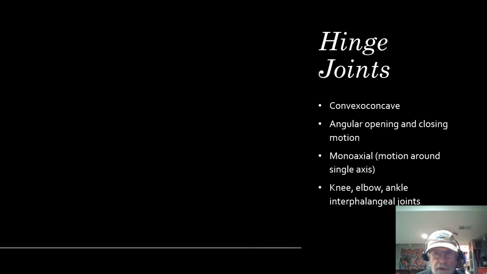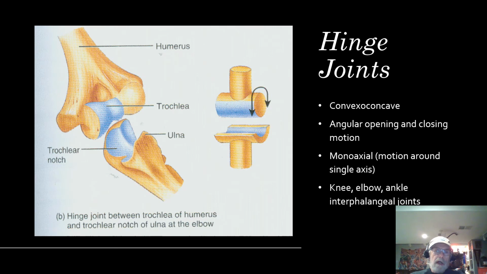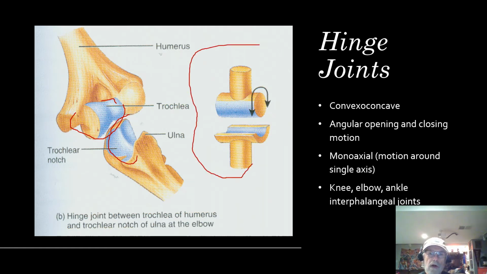The second type of joint we have, which is a lot more common, is a hinge joint. We talked a lot about the hinge joint in the elbow, where the trochlear notch of the ulna fits over the trochlea. Here's the trochlear notch of the ulna right here, fitting around this trochlea of the humerus, and it creates a hinge. When we look at the diagram to the right, it's like a hinge on a door. It rotates just in one direction. It's an opening and closing motion that we see.